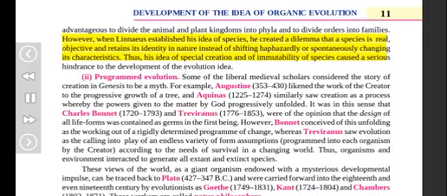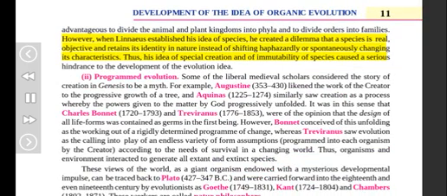that a species is real, objective and retains its identity in nature instead of shifting haphazardly or spontaneously changing its characteristics. Thus, his idea of special creation and of immutability of species caused a serious hindrance to the development of the evolution idea. Programmed evolution. Some of the liberal medieval scholars considered the story of creation in Genesis to be a myth.